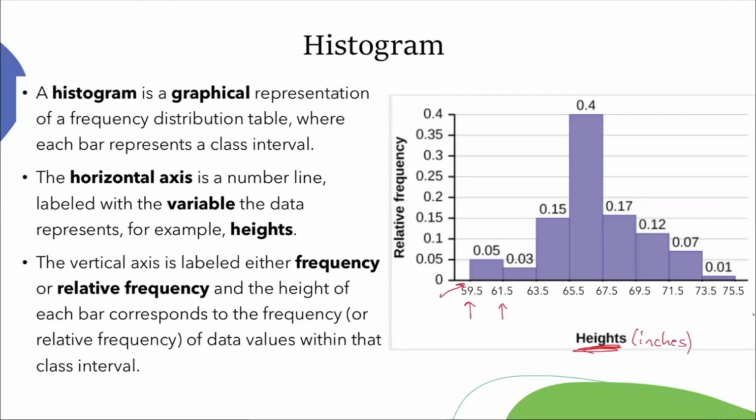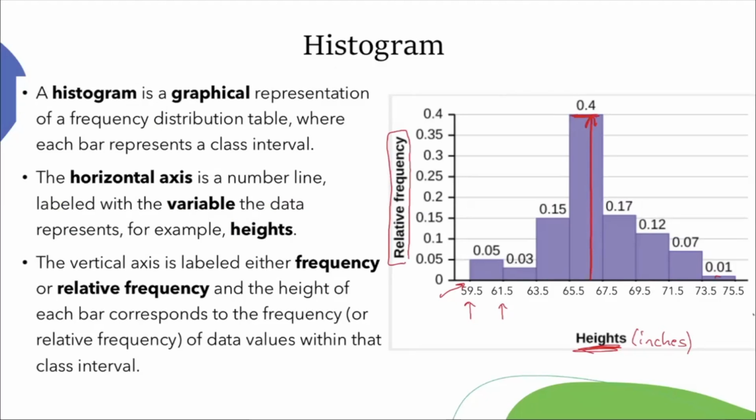The horizontal axis is the variable, but the vertical axis is either going to be relative frequency, as shown here, or sometimes it is the frequency. It depends on the graph. And the height of each bar corresponds to the frequency or relative frequency of data values within that class interval. So what you see here is the highest bar corresponding to the highest frequency or relative frequency. The lowest bar corresponds to the lowest relative frequency.